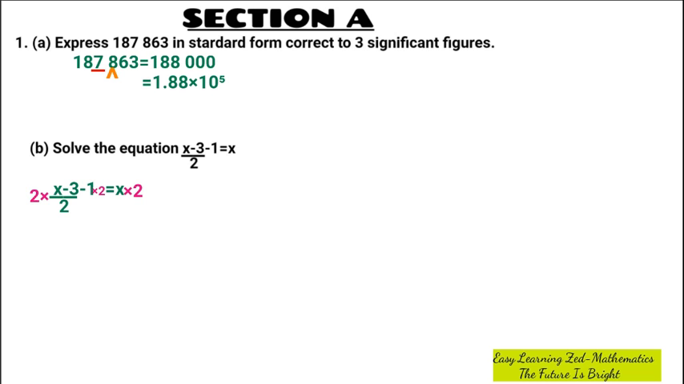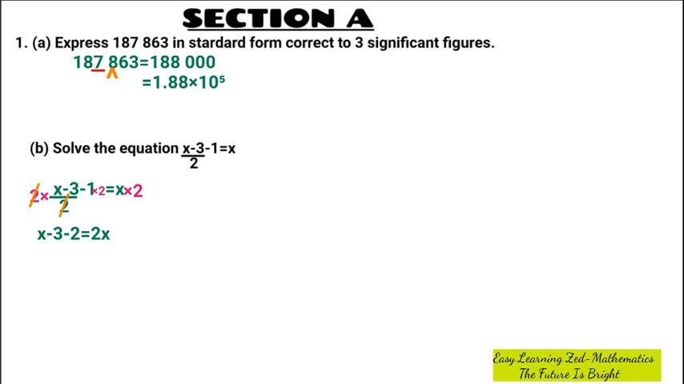So when I multiply 2 by (x minus 3) over 2, the 2's will cancel each other, leaving us with x minus 3. Then negative 1 times 2 will give us negative 2, which is equal to x times 2, giving us 2x. Okay, once I've done this, the next thing I'm going to do is put like terms together. That means the x on the left side will cross the equal sign and come where 2x is.